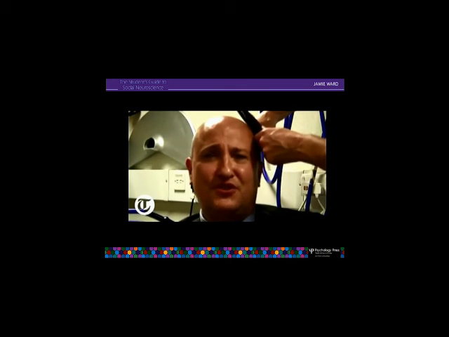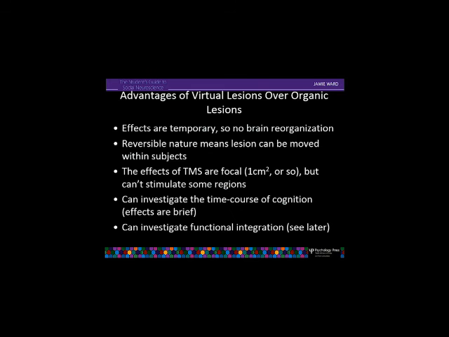Okay. So obviously this has some advantages. One, they're often called virtual lesions, and they're not lesions at all. You're not damaging anything in the brain. The effect's temporary, so you can obviously move them around, so you've got your own within-subject control. You can put TMS there versus TMS here, so you know that it's affecting different circuits.